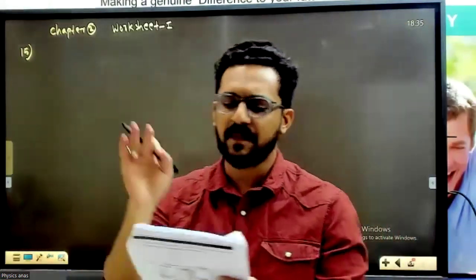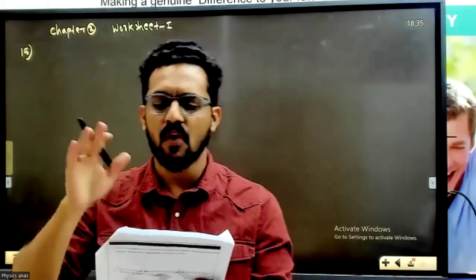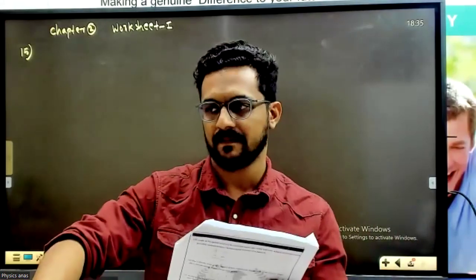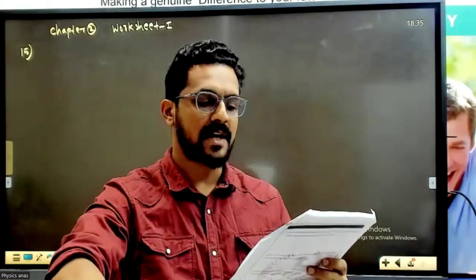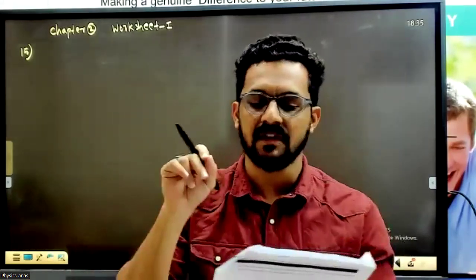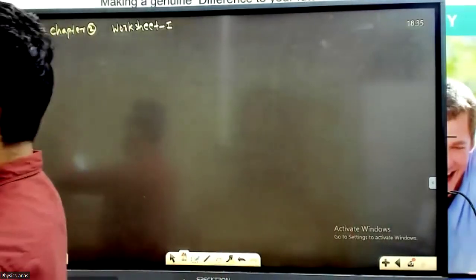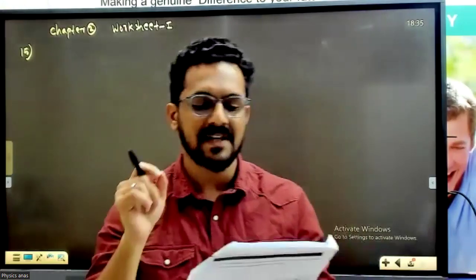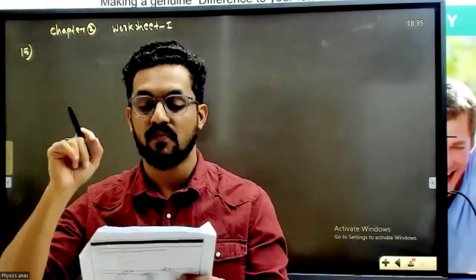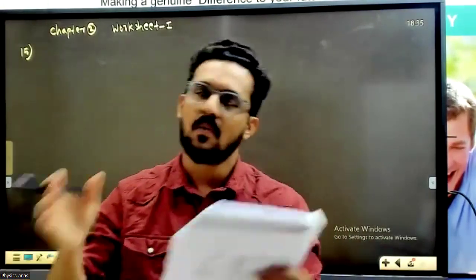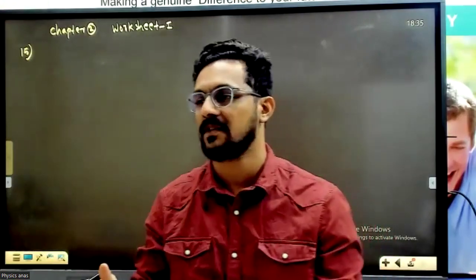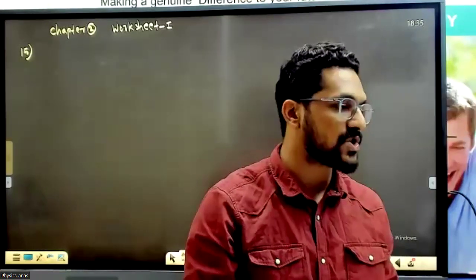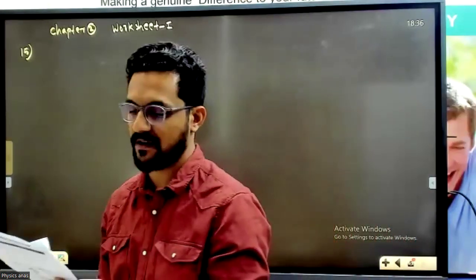Read it. The displacement time graph for two particles A and B are straight lines, making angles of respectively 30° and 45° with the time axis. What is the ratio of the velocities of A to B? That is the question.